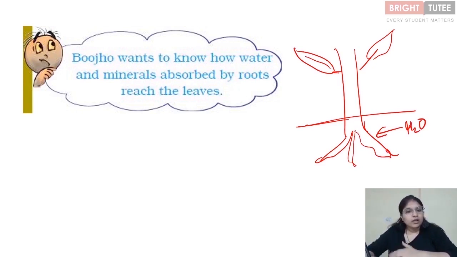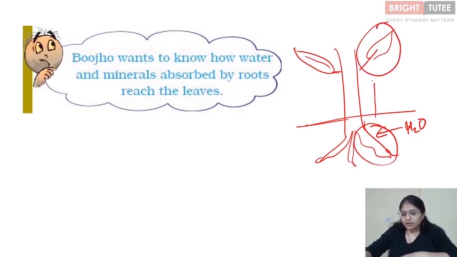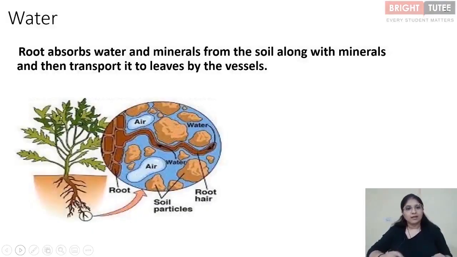Now, what he wants to know is that water which is absorbed by the part that is below the soil, how does it reach the leaf? How does the water actually cover this distance? What is the system in the body of the plant which helps in movement of water from roots to the leaves? So let's answer his question and understand this mechanism.